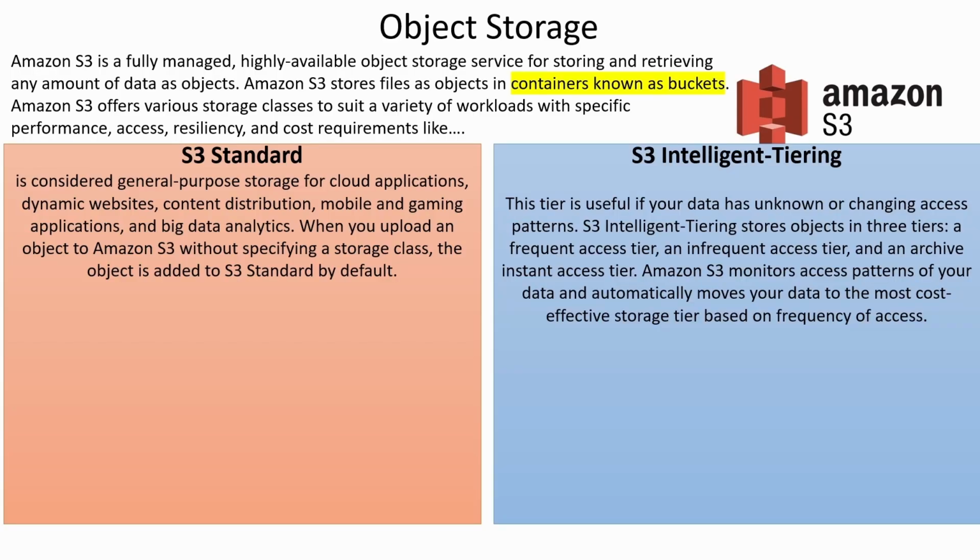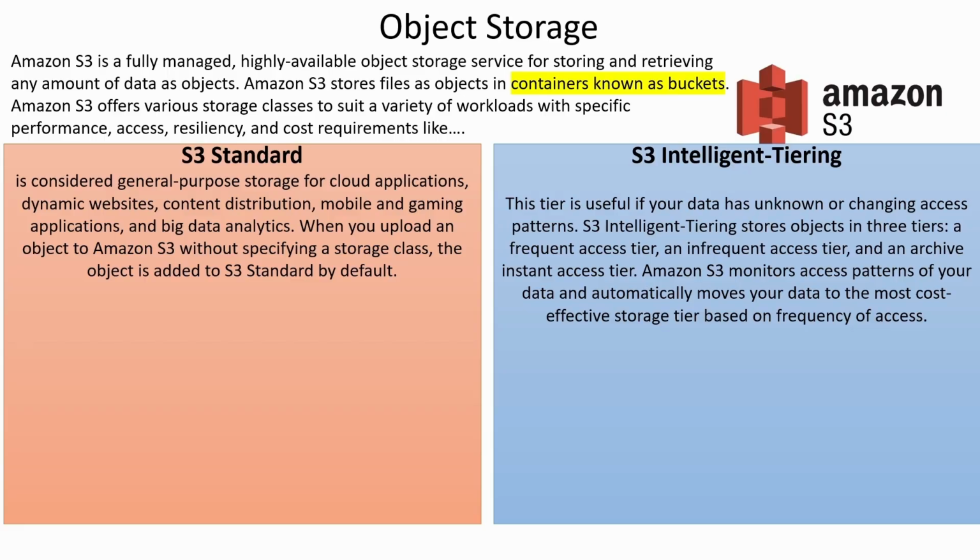Next one is S3 Intelligent-Tiering. This tier is useful if your data has unknown or changing access patterns. S3 Intelligent-Tiering stores objects in 3 tiers: a frequent access tier, an infrequent access tier, and an archive instant access tier. Amazon S3 monitors access patterns of your data and automatically moves your data to the most cost-effective storage tier based on the frequency of access.